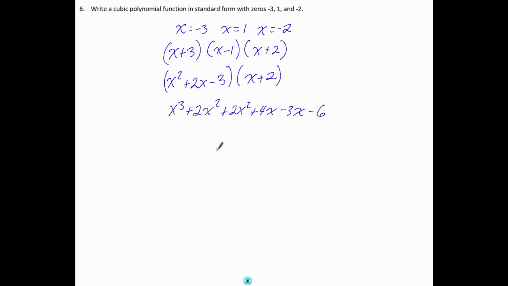So then combining our like terms, we're going to have x cubed plus 4x squared. And then these like terms here, 4x minus 3x, that's going to be plus x. And then the minus 6 still comes down. And this is going to be the simplest polynomial that we can find that goes to those 3 zeros that were given.